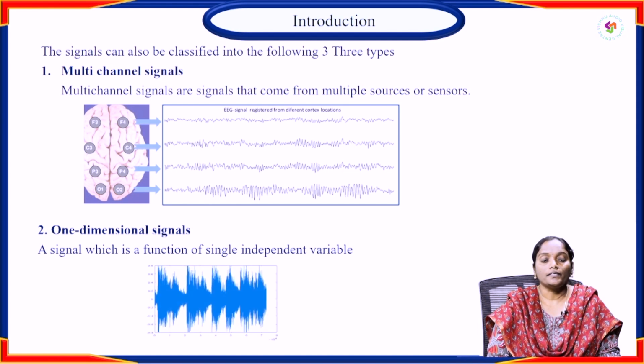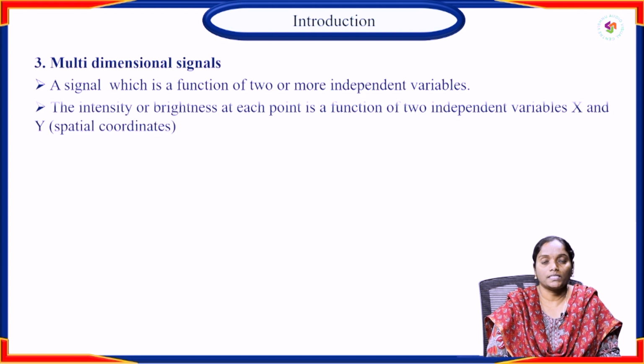The third category of signal is the multi-dimensional signal. A signal which is a function of two or more independent variables is a multi-dimensional signal. The intensity or brightness at each point is a function of two or more independent variables, let x and y, which we call spatial coordinates. So this is a multi-dimensional signal example.